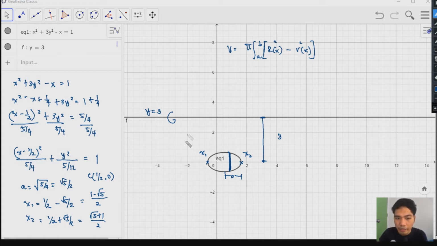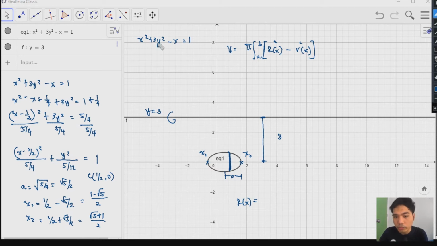So yung ating r of x in this case, so your r of x is of course 3 units from the axis of revolution, so that's 3 plus the equation of the ellipse. So how do we represent the equation of the ellipse? So coming from this x squared plus 3y squared minus x is equal to 1, we need to represent this in terms of something like y is equal to x, something like that.